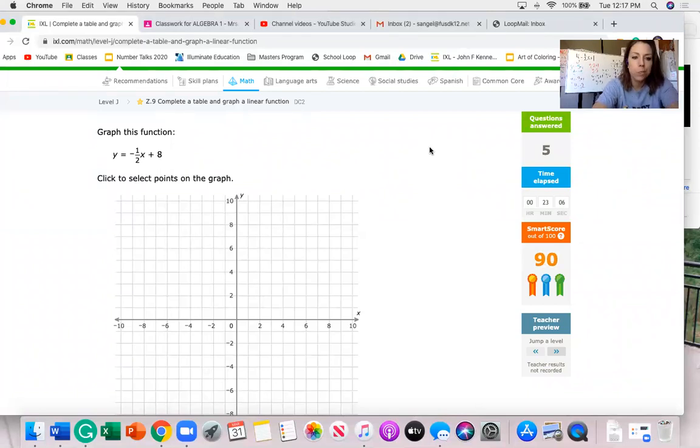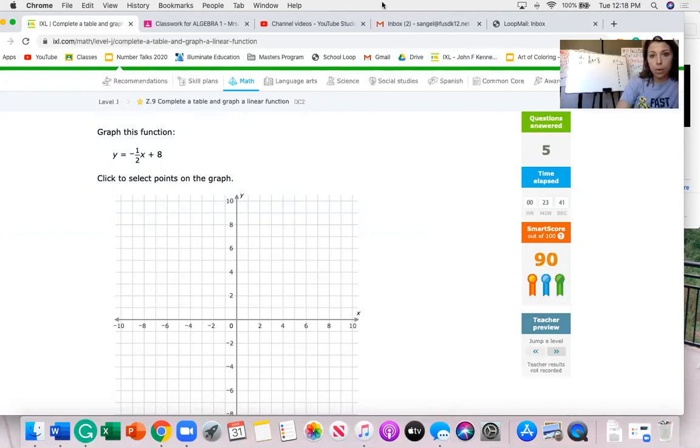Here's the deal. If you're given a function without a table, it's basically telling you, make your own table, pick numbers that you want to plug in, put them into your function, and see if they work. So just for funsies, let's go ahead and look at this one, and this will be our last example. Our function here is y equals, and it's a fraction and it's a negative. It's like I planned it, but I really didn't. Negative 1/2 x plus 8.